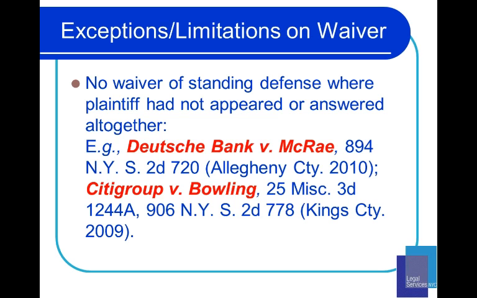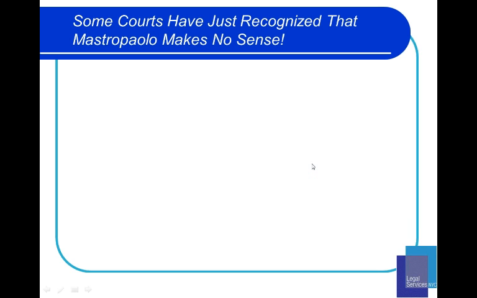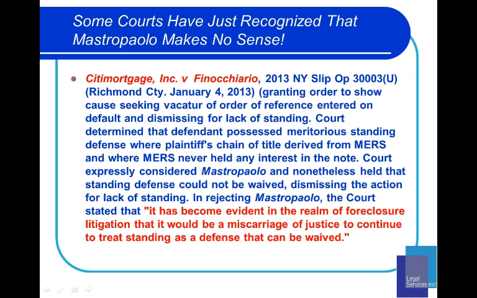A testament to how badly reasoned Mastropaolo and its progeny is the length to which trial courts have recognized that it makes no sense and the length to which they've gone to find ways around it. So we've seen trial courts hold that it just doesn't apply at all if there's been no answer altogether. That's not a waiver, so they'll sometimes view themselves as not bound by it. And then, of course, there are judges who acknowledge it's the law. They'll quote it, they'll cite it, and they'll say it's stupid and I'm not going to follow it.